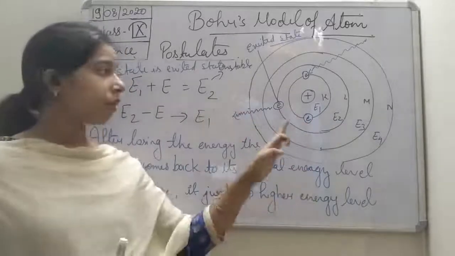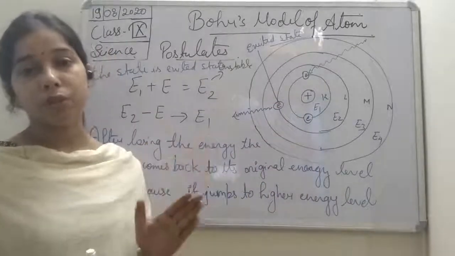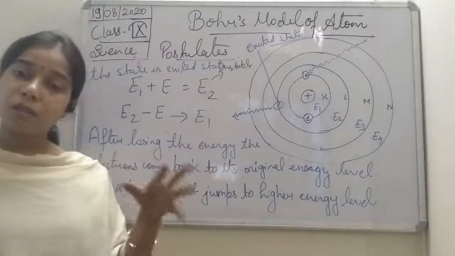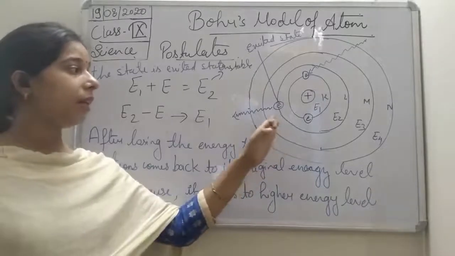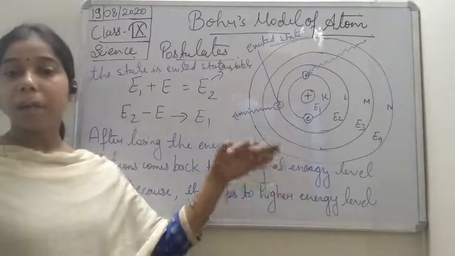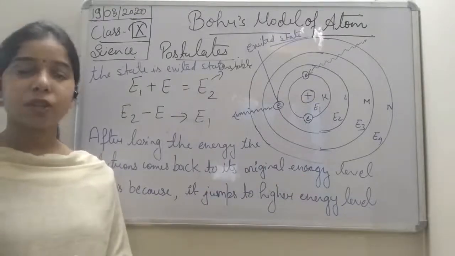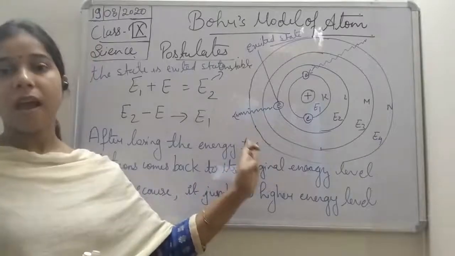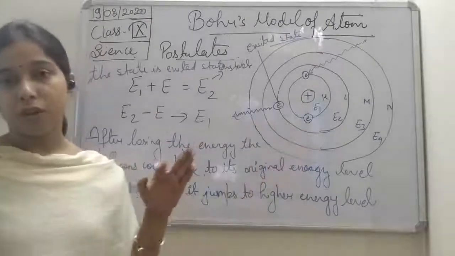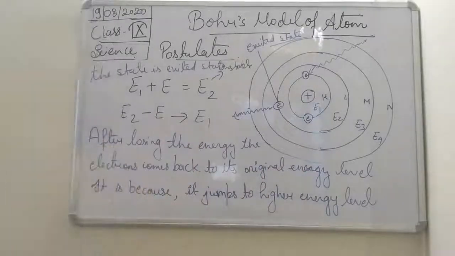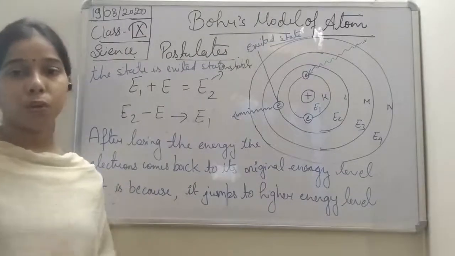Before that, students, you know that it used to rotate in its own orbit without losing or gaining energy. But when an external source of energy is supplied to it, it will absorb the energy and finally jump into the higher energy level. But that state is an excited state, an unstable state, so it will again lose energy and finally jump back to the lower energy level. So as it absorbs energy, it goes to the higher energy level. As it releases energy, it goes to the lower energy level.